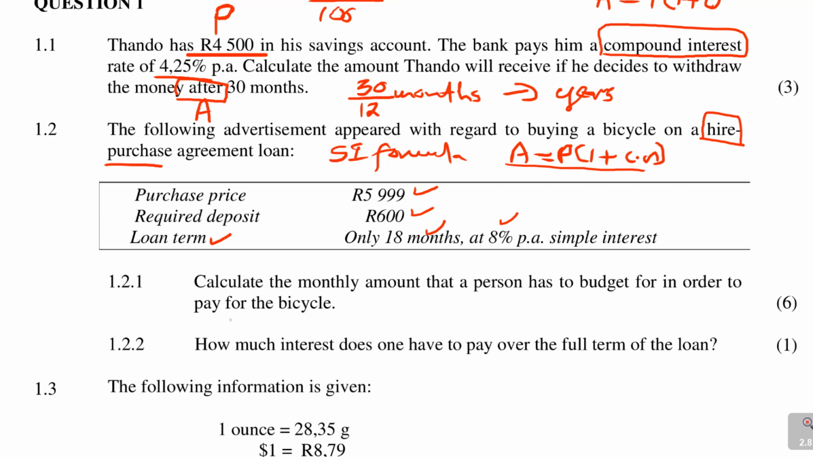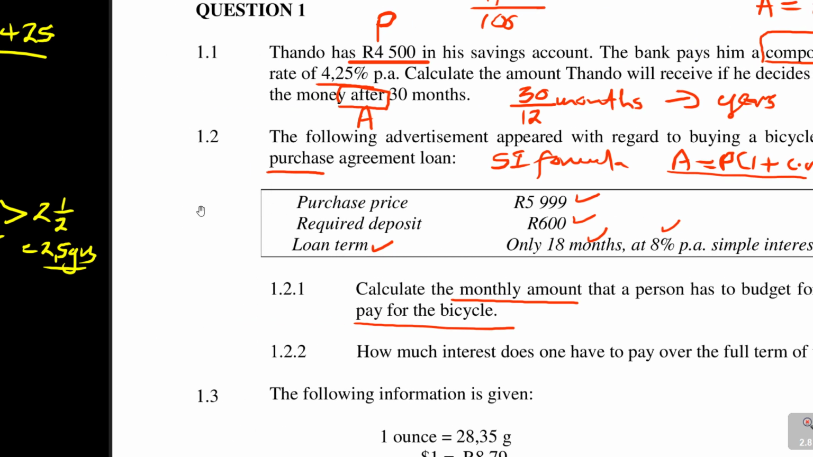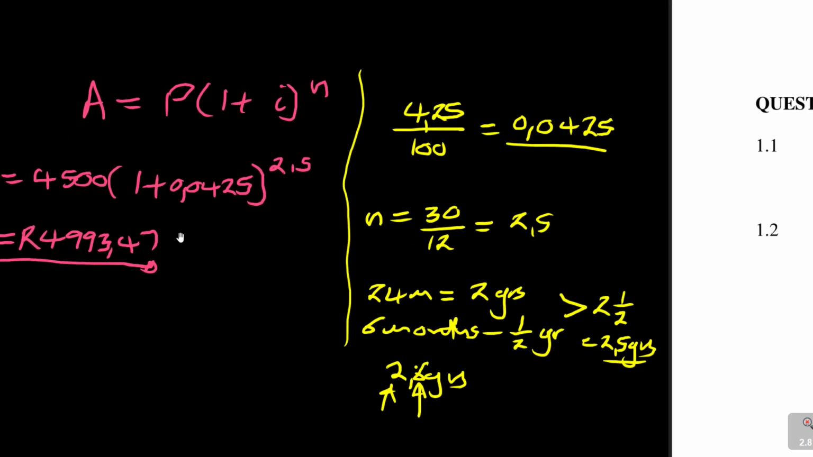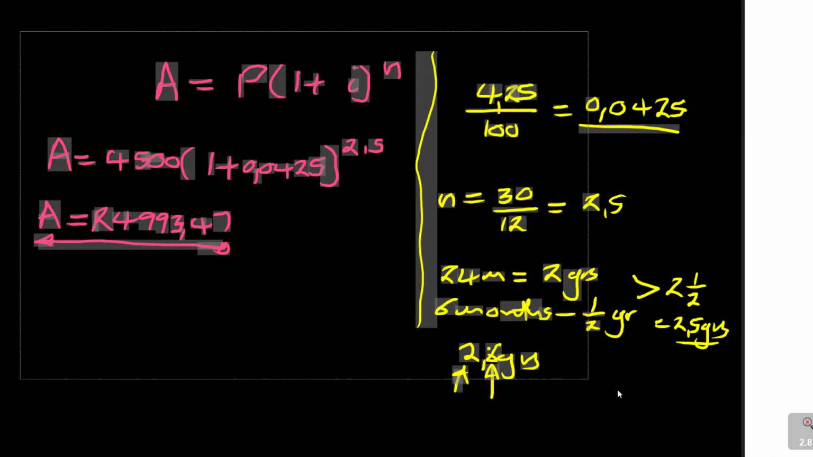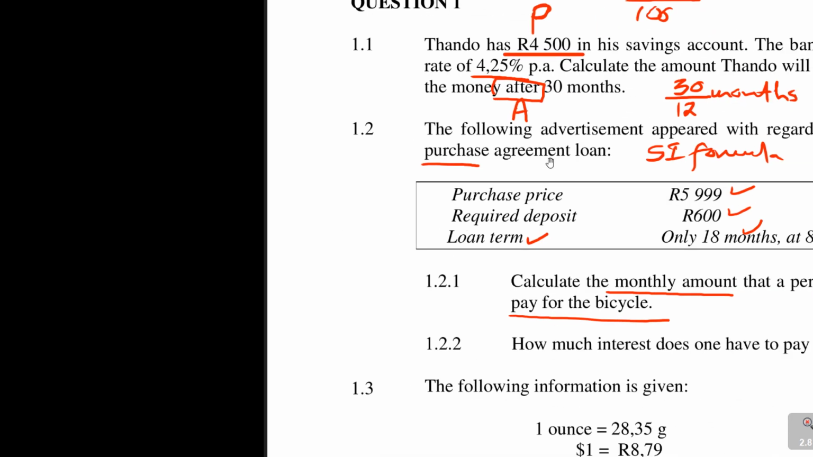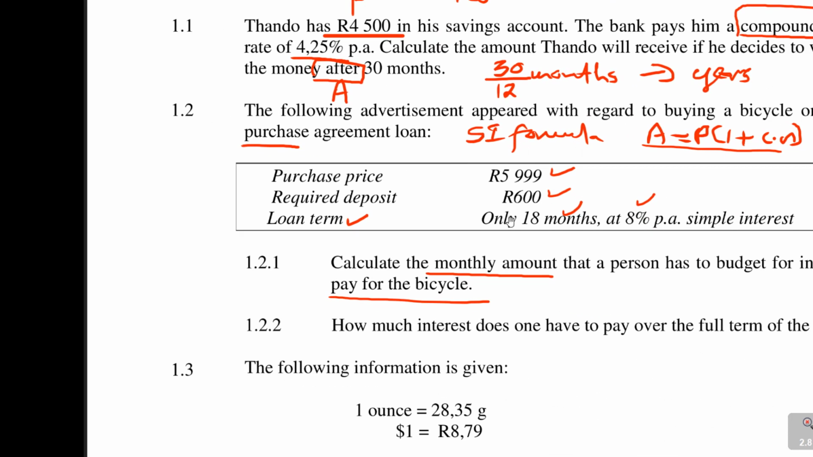So now calculate the monthly amount. There's the question. Calculate the monthly amount that a person has to budget for in order to pay for the bicycle. Before you go to the final, there's what we did here: just calculation of the simple interest. That's what we must go through, so that you can first find out how much the loan is at the end. We need that.